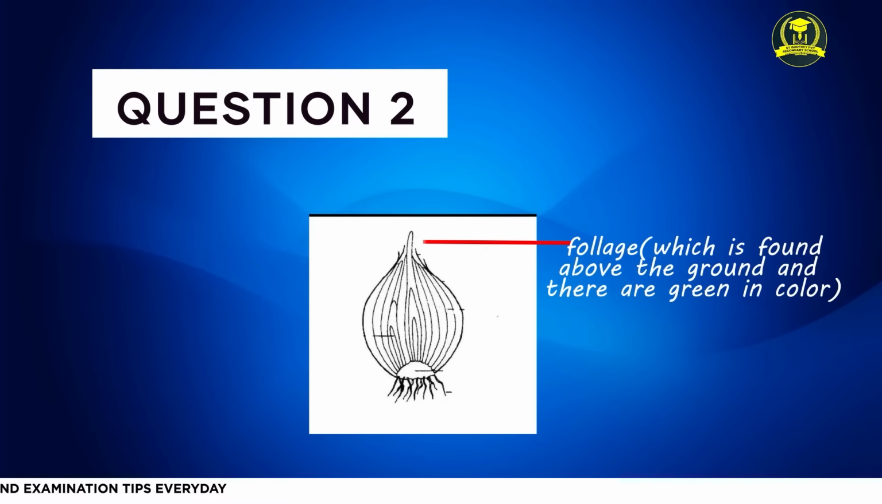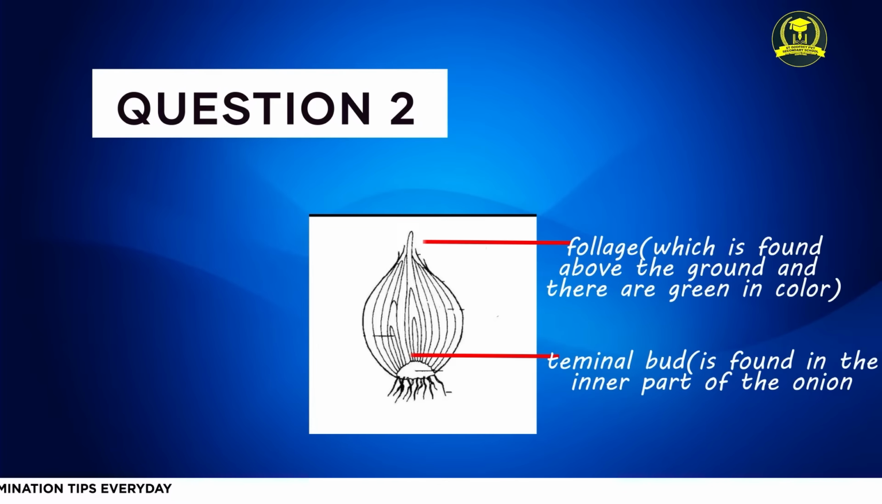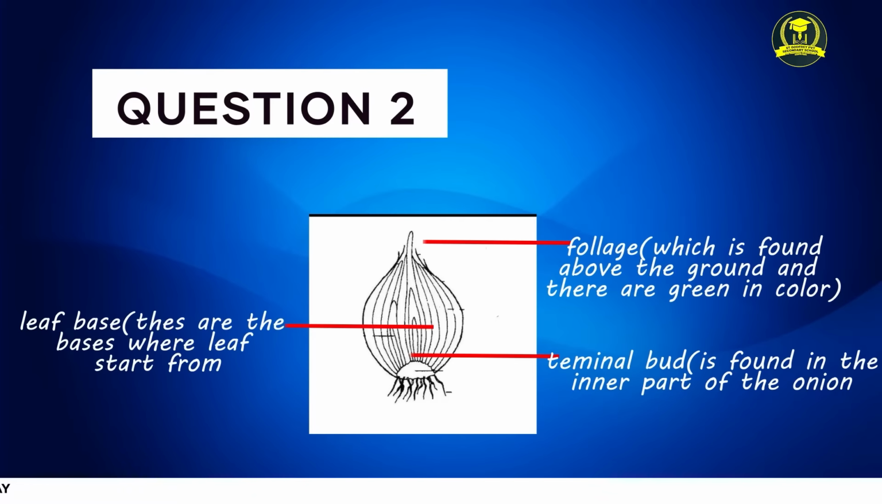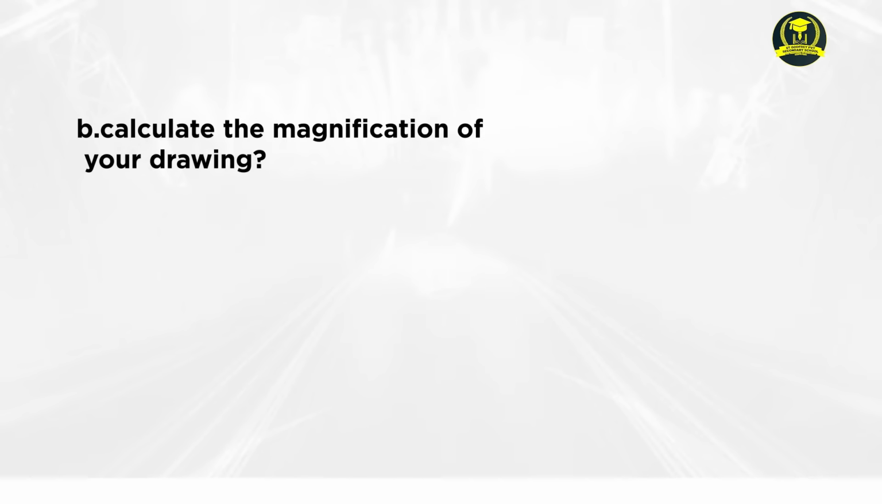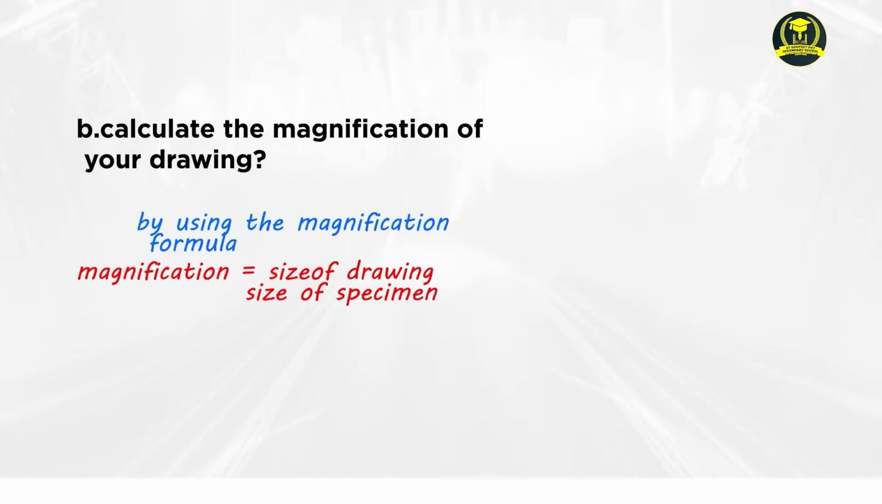Terminal bud. It is found in the inner part of the onion. Leaf base. These are the bases where the leaf starts from. Roots. These are the parts which grow into the ground. Calculate the magnification of your drawing. By using the magnification formula, magnification is equal to size of the drawing over size of the specimen.